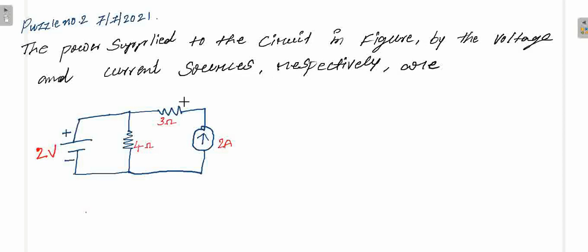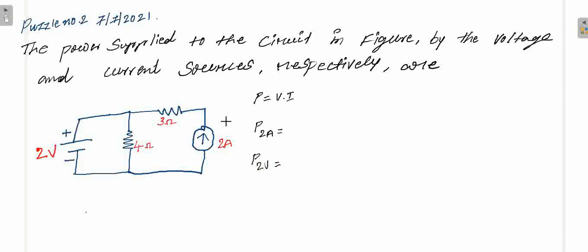So this is your voltage source and this is your current source. They are asking for the power supplied. Already we know that power is equal to voltage into current. So if I want to find the power supplied by the 2 amps, I need to know the voltage. And if I want to find the power supplied by the 2 volts, I need to know the current supplied. So let us find the power sign, that is the voltage and current with respect to there.